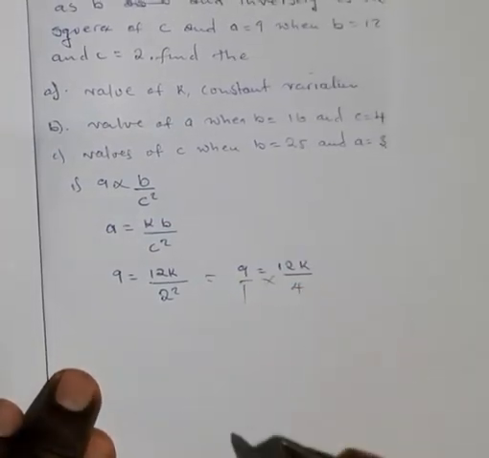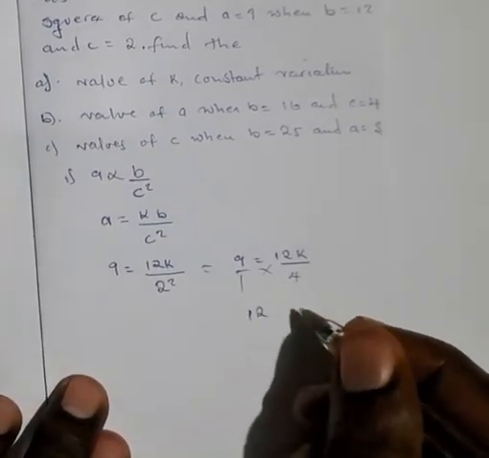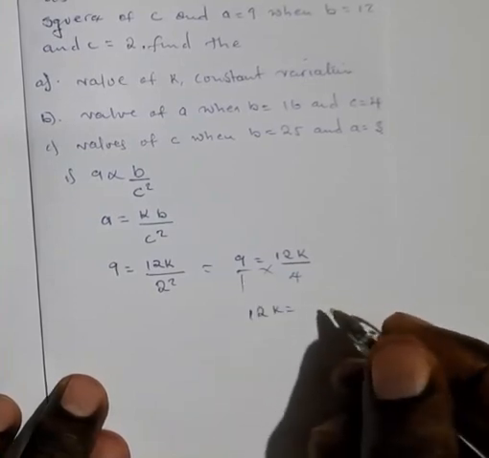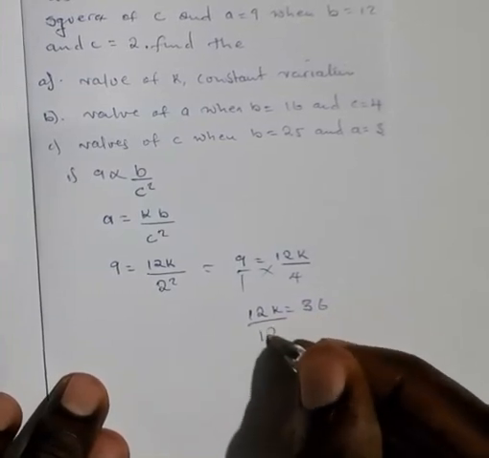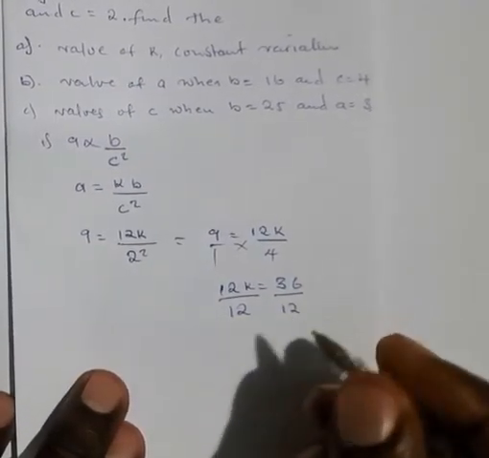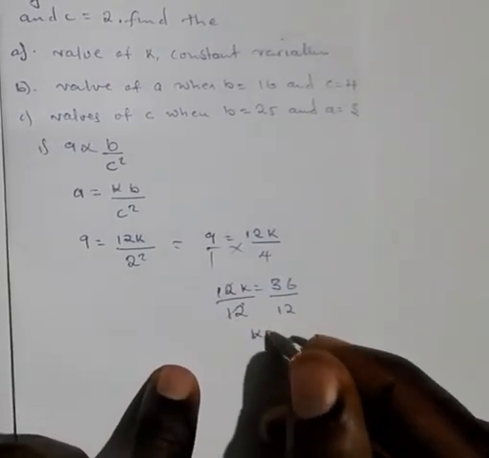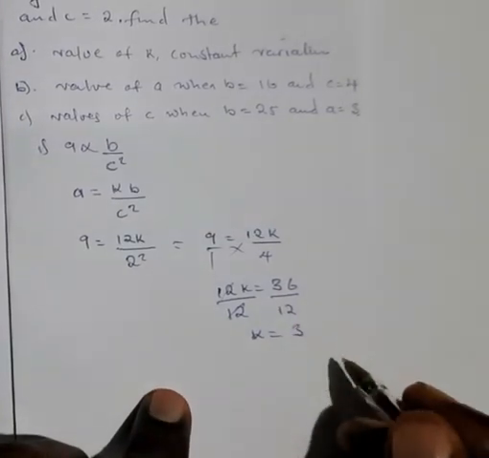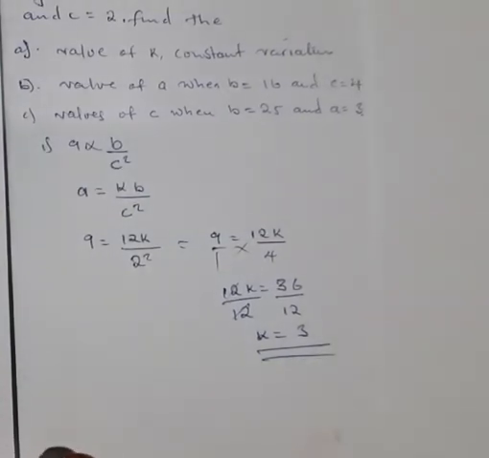Then we cross multiply, then we have 12K is equal to 9 times 4, that is 36. Yeah, 36. If I get them wrong, just do the right thing there. I will try my best not to mess up. So 12 out, then we have K is equal to 3. Yeah, 36 divided by 12 is 3. And this becomes the answer.